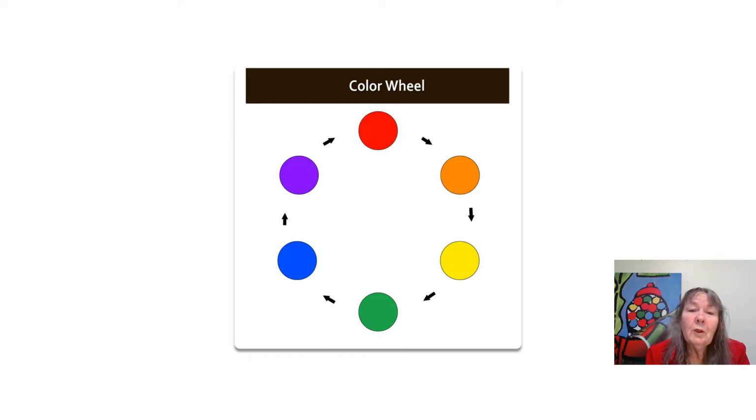Okay, so violet and yellow are opposites, and blue and orange are opposites. Okay, and then there are analogous colors, and they're in the same family. So you have red and orange and yellow, and you have violet and blue and green.